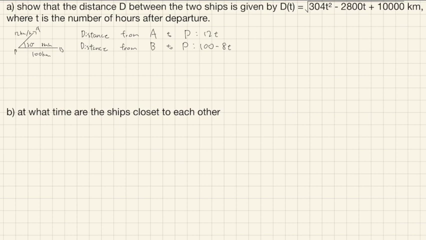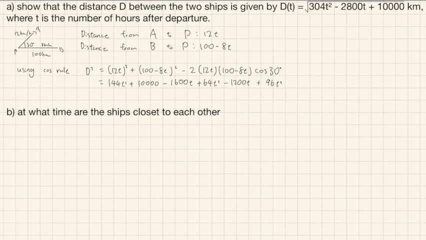By now, many of you should have noticed that this problem is all about related rates. The first thing we want to do in these questions is find an expression of the thing we're looking for, in this case d. We'll use the cosine rule to determine the value of d in terms of t, as it is shown here. And by simplifying the expression, we get that d is equal to the square root of 304t squared minus 2,800t plus 10,000. So that was what part A was asking us to do.